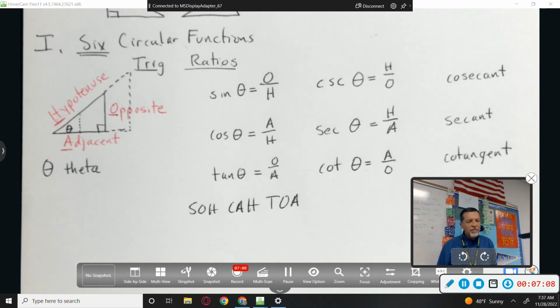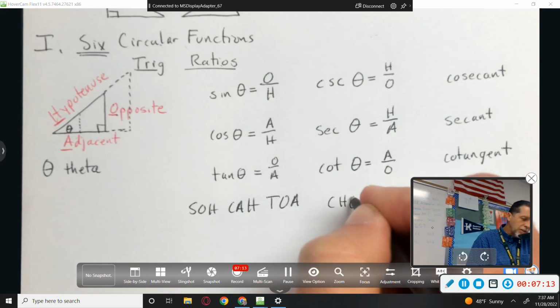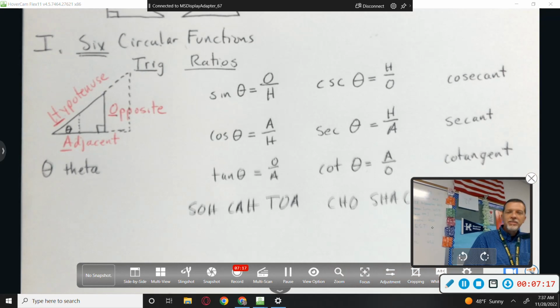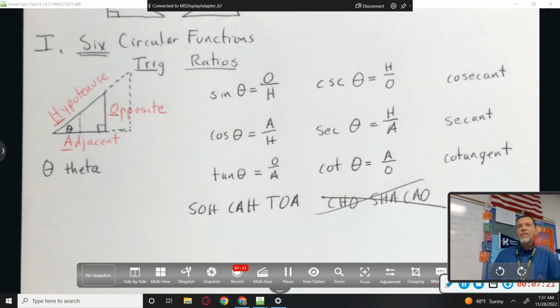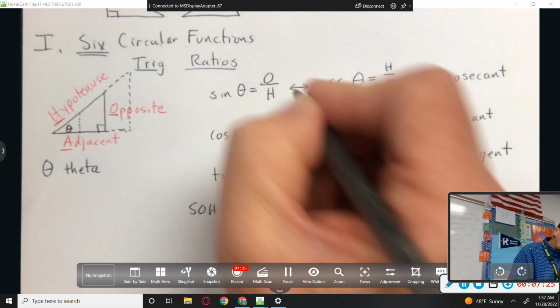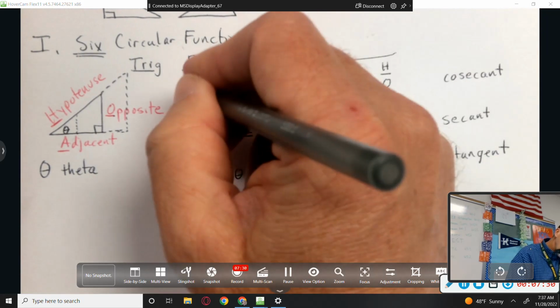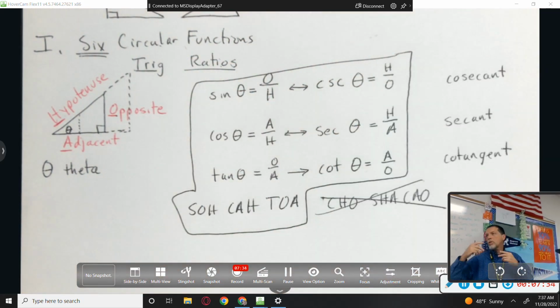Now this one doesn't have a mnemonic device. Every year someone wants to say "Cho Sha Cow" or something, which I guess is fine and isn't wrong. It's just nobody does that, because what's more important is to know who they're partnered with. So know SOHCAHTOA and then know who the reciprocal partner is.